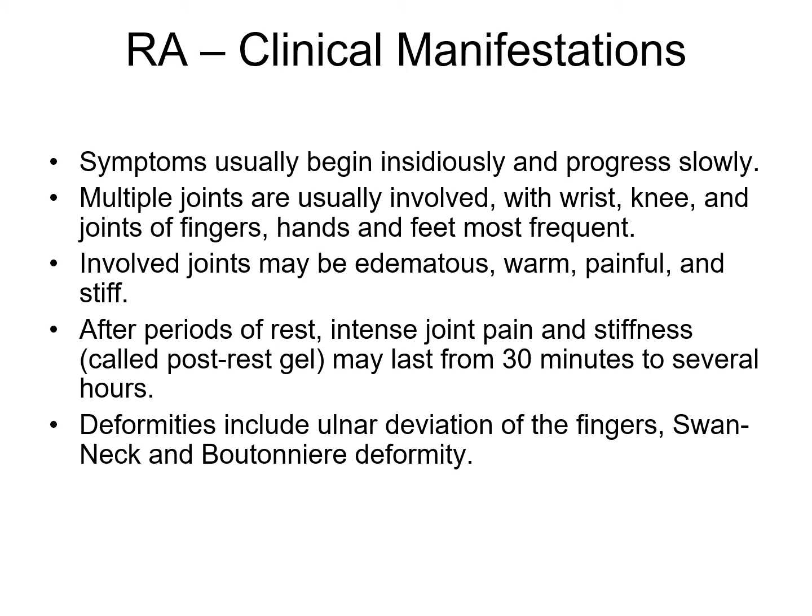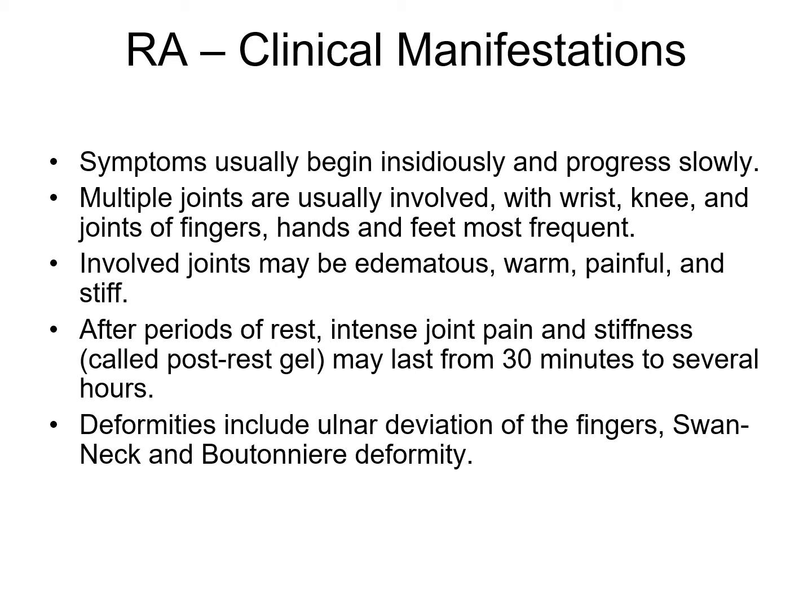The clinical manifestations of rheumatoid arthritis usually begin insidiously and progress slowly. Multiple joints are involved: the wrist, knee, and joints of the fingers. The involved joints may be edematous, so fluid outside the joint, warm to the touch, painful, and stiff. So stiffness may be a phenomenon measured both actively and or passively. After periods of rest, there is intense joint pain and stiffness; the stiffness may be called a post-rest gel. So the person feels stiff after they've been inactive.